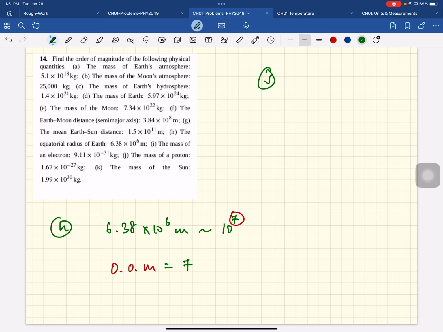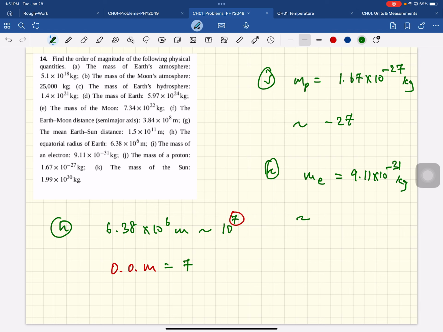The mass of the proton is 1.67 times 10 to the minus 27. The order of magnitude is minus 27. Okay. So the mass of the electron is 9.11 times 10 to the minus 31 kg. So what is the order of magnitude? Minus 30. Okay.